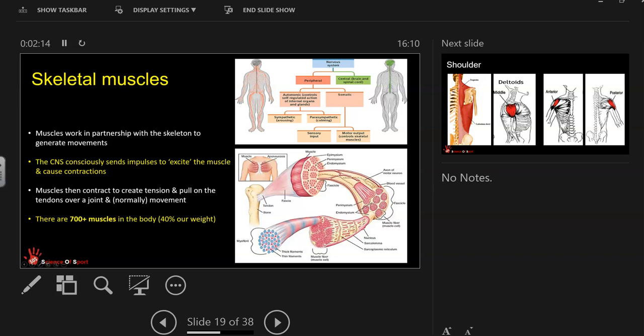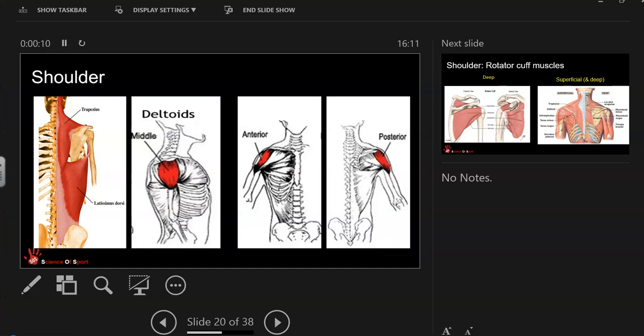In order to execute skills, the brain sends impulses down the spinal cord, down the peripheral nerves, to eventually make muscles contract. So nerves excite or innervate the muscles and make them contract. They generate tension in the muscles, and they pull on the tendons, which are attached to the bones, over a joint, and hopefully movement happens in most cases. So let's have a look at some of the joints and the muscles that work over them.